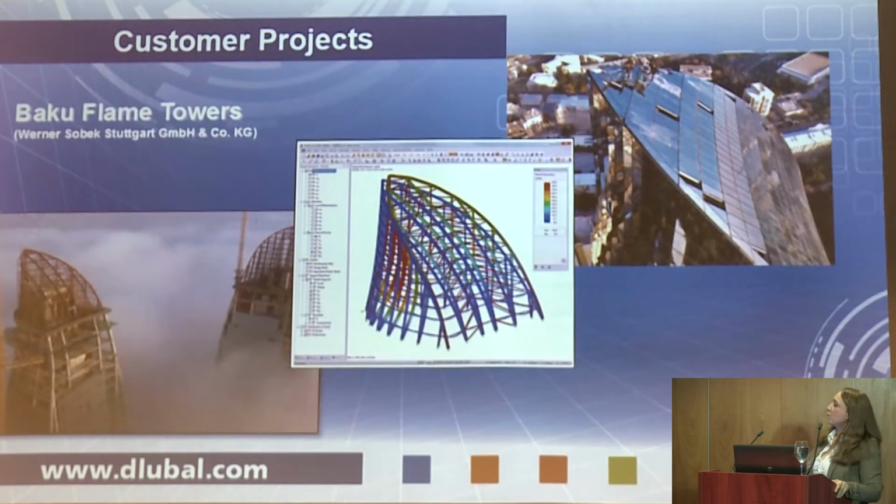Here you can see Baku Flame Towers in Azerbaijan. This is a structure which contains three buildings, 3 towers. The overall height of it is 190 meters. And here you can see only the top part of it.